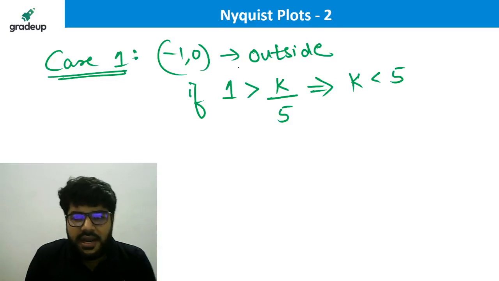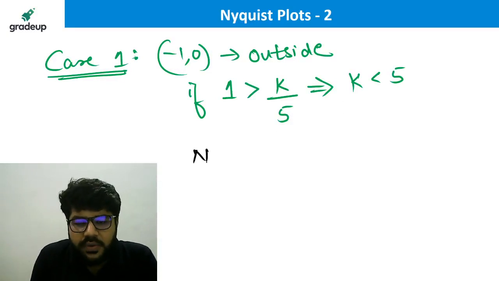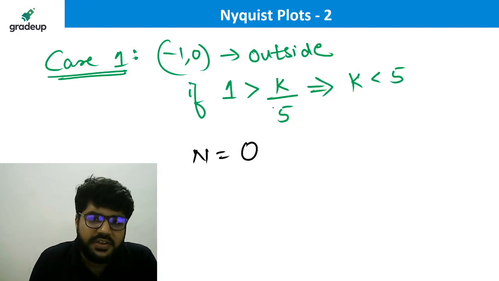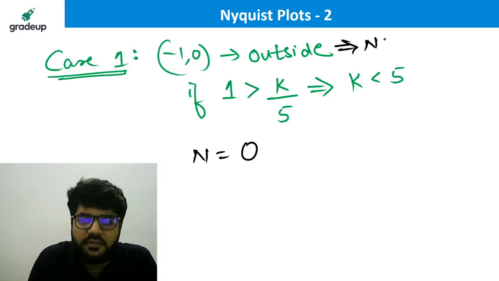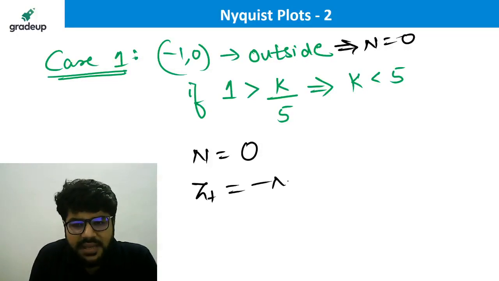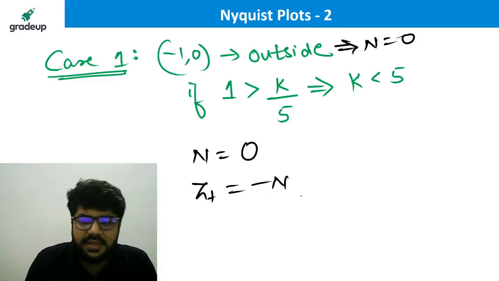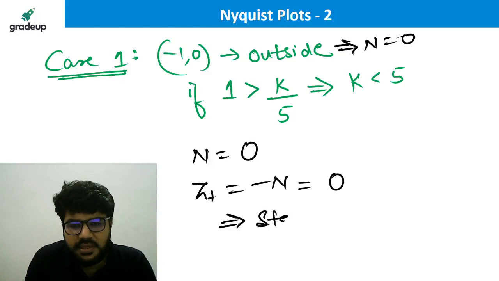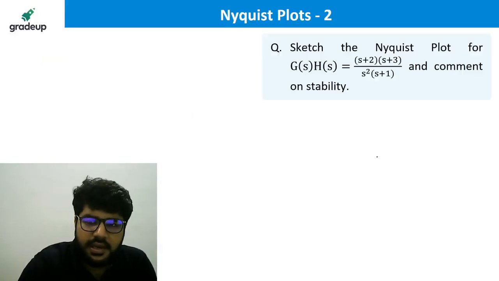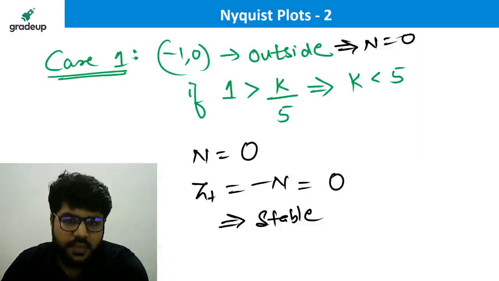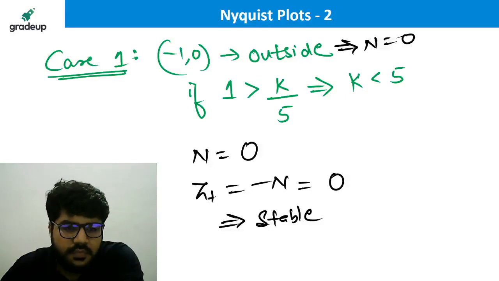And if it is outside, what will be the number of encirclements? Obviously 0. Outside means the number of encirclements is 0. So what is Z plus? It is minus N, as I've shown you in the previous calculation. Z plus is minus N, so that is also equal to 0, and hence the system is stable.